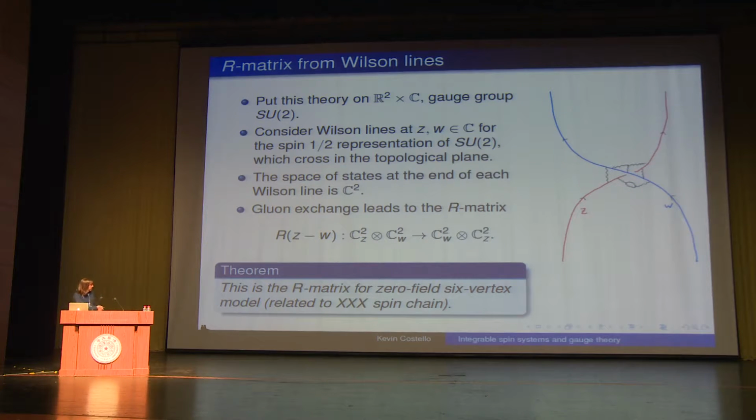So the main theorem from which everything else will follow is that this linear map arranged by exchange of gluons is the R matrix for the 6-vertex model. And the spectral parameter is the distance between the positions of the Wilson lines in the Z plane.